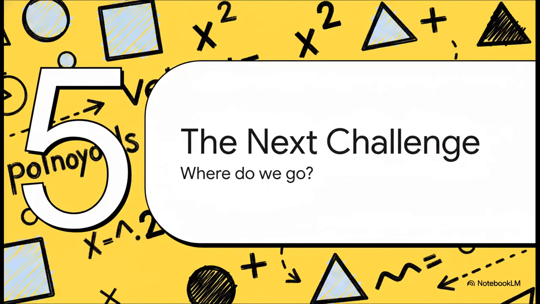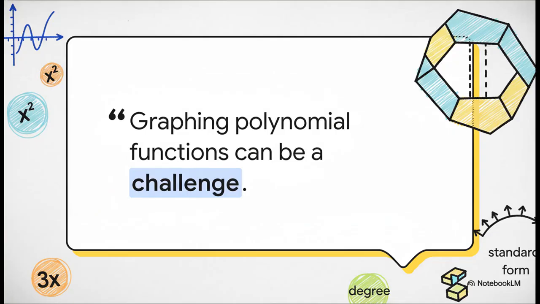So we've deconstructed the language, right? We know how to identify the parts, how to organize them, and even how to do some basic math with them. So what's next? Where do we go from here on our algebra journey? Well, the next big step is often taking these abstract expressions and turning them into a picture by graphing them. And let's be real, this can definitely be a challenge. But it's also where all these ideas, like the degree and the leading coefficient, start to really come to life and show you the actual shape and behavior of these things.